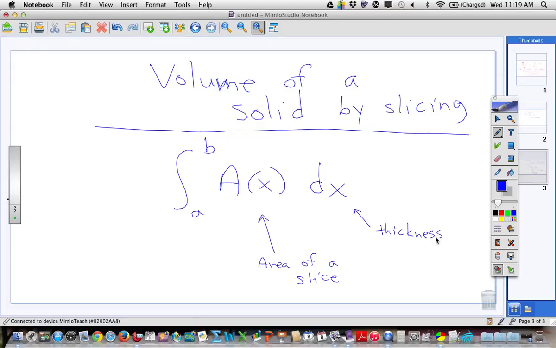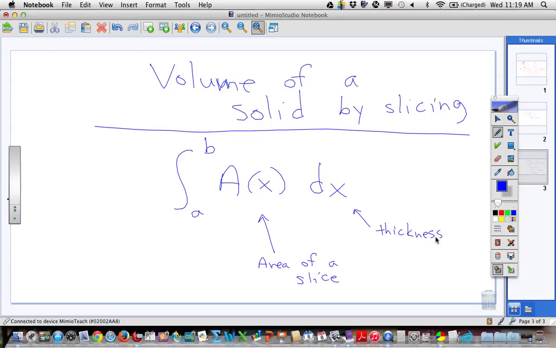Then we're going to have some other ones that will say that a solid is formed with square cross sections perpendicular to the x-axis. Well, cross section is another name for slice. So what we're going to do is our volume is going to be formed by setting up an integral where inside the integral we put an equation for the area of what the slice is.